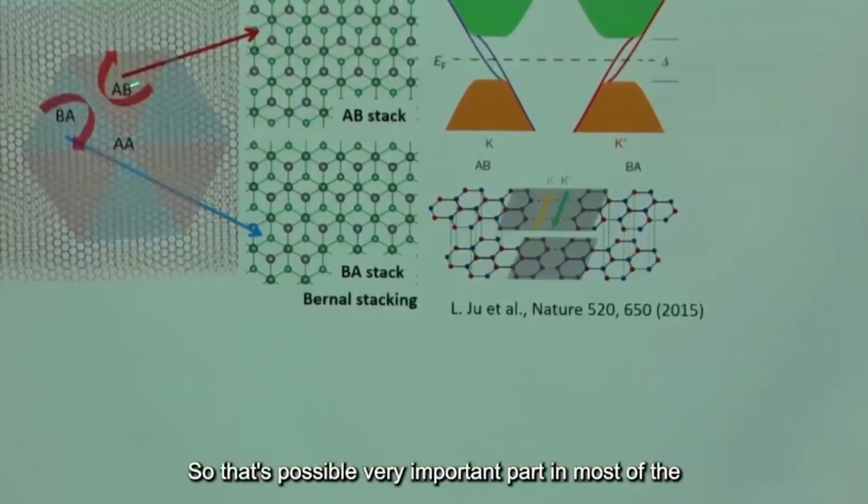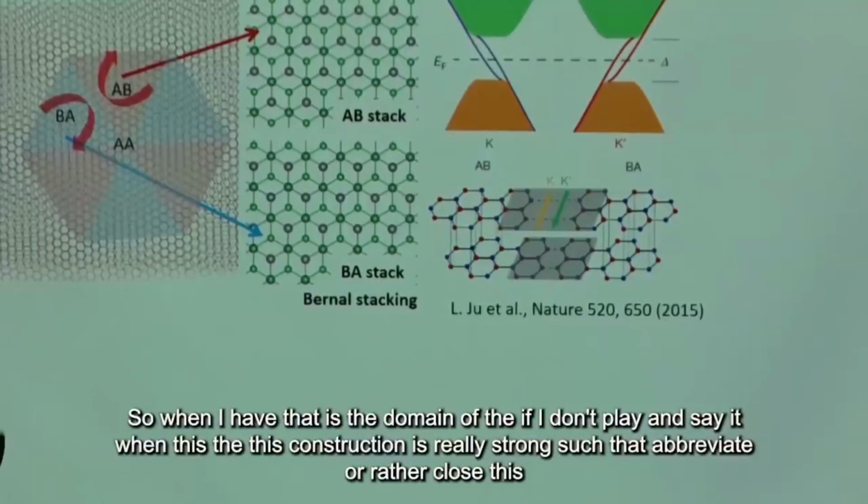So when I have this domain of AB and BA and AA sites, if I apply an electric field, when the reconstruction is really strong, such that AB and BA are rather close to mono-stacking, the simplest idea is that we apply the electric field and can gap out the AB and BA, right? Leaving the domain boundary gapless.